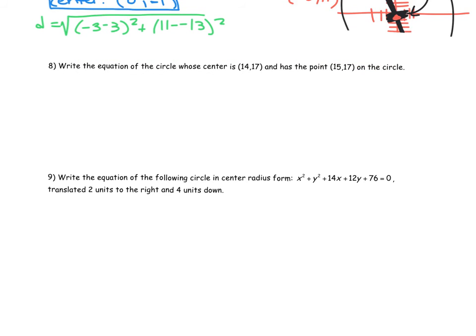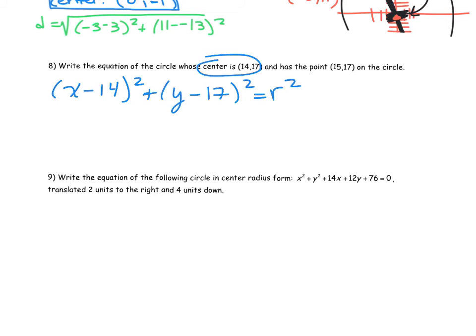All right, so for question 8, we're given the center of a circle, and we're given an endpoint that's on the circle. So here's the center. I'm already going to write out x minus 14 quantity squared plus y minus 17 quantity squared is going to equal that radius squared. And it has this point on the circle. So if I have my center and then a point on the circle, this will be my radius. So I just got to take the distance. So let me use my distance formula here.